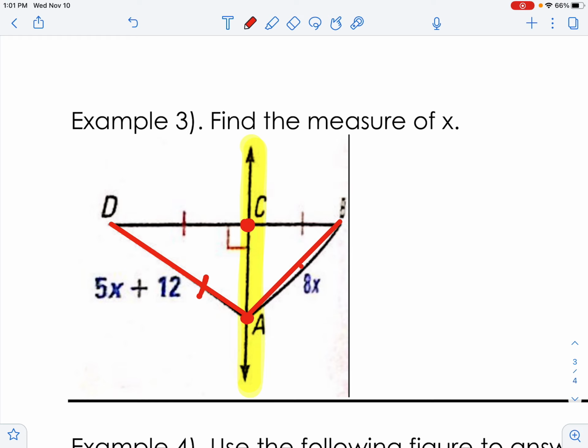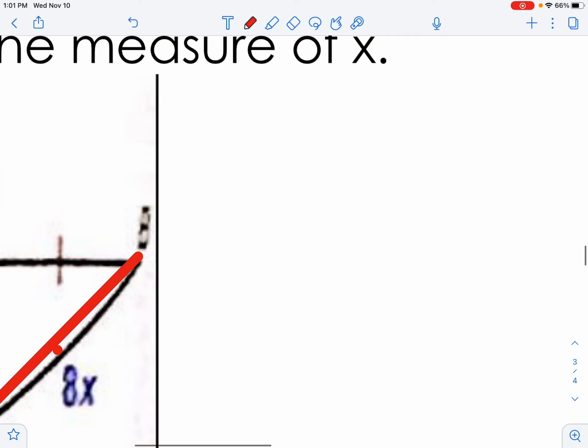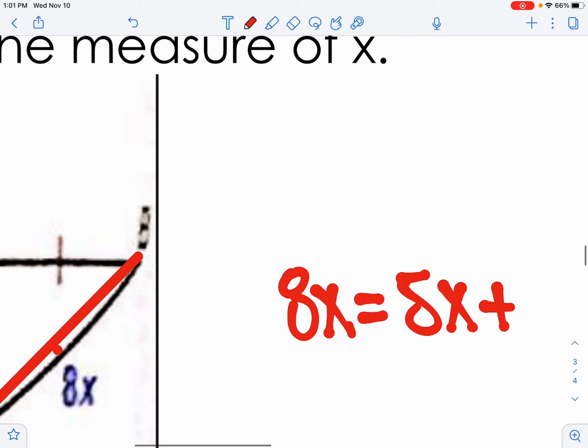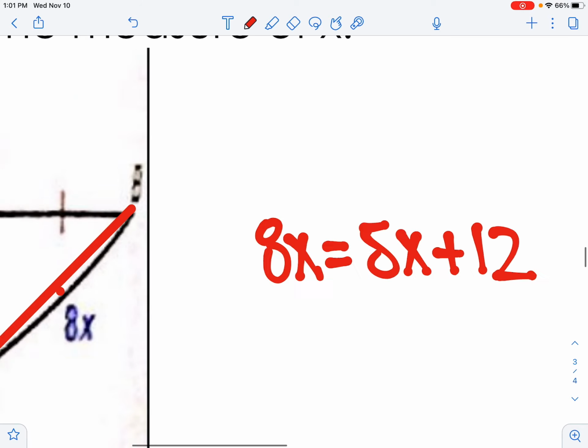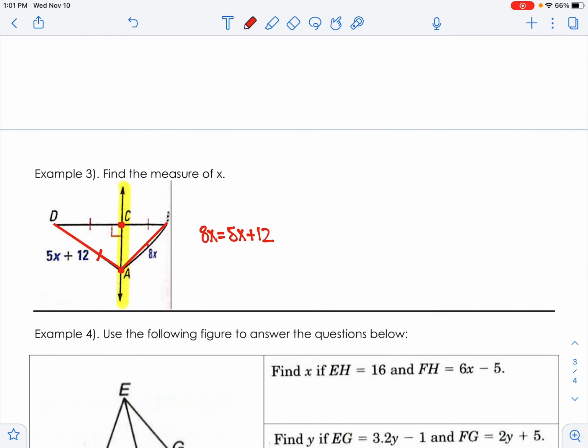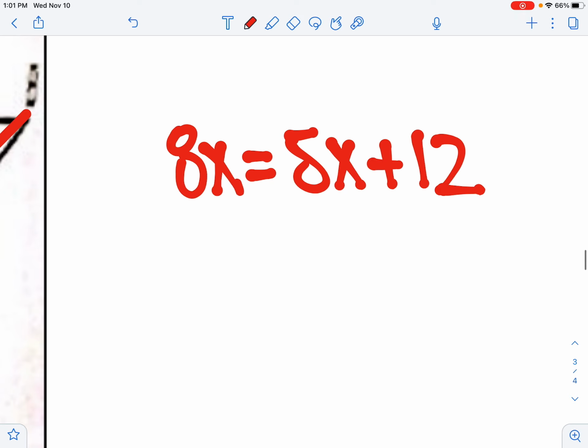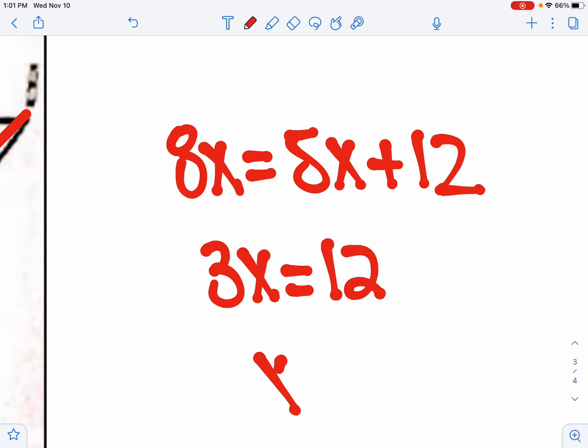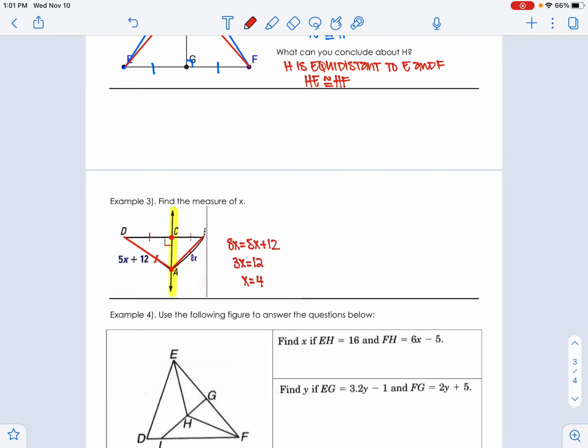So the equation that I'm setting up is simply 8x equals 5x plus 12. And if we solve that, we're going to get 3x equals 12, which means that x is equal to 4.